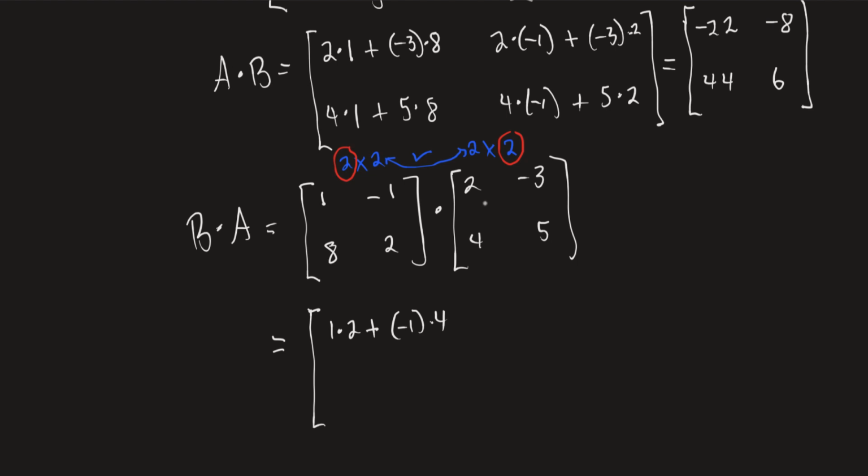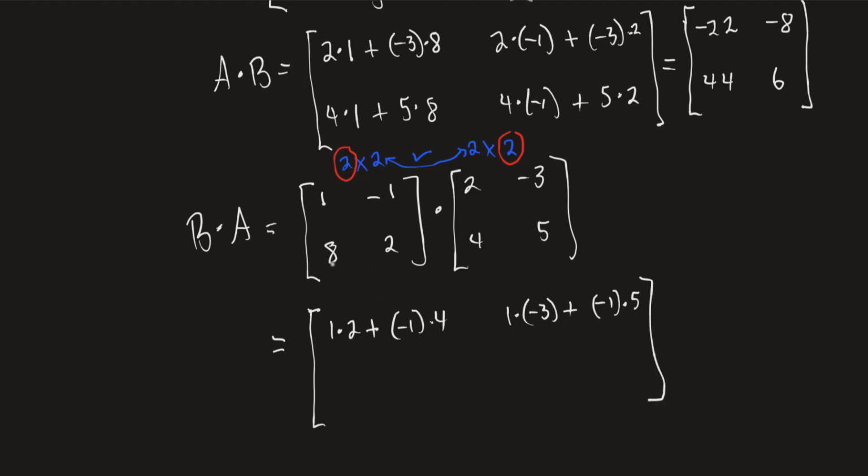Now again, let's finish out that first row. So again, take your first row, but now repeat the process with the entries in the second column. So 1 times negative 3, right? So first term or entry in that row times the first entry in that column, and then add to that the second entry in the first row times the second entry in the second column. So negative 1 times 5. And then I close it.